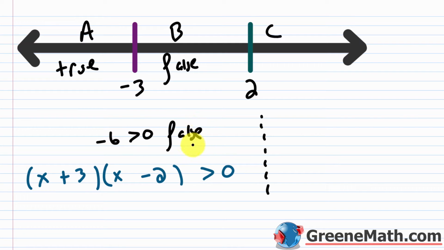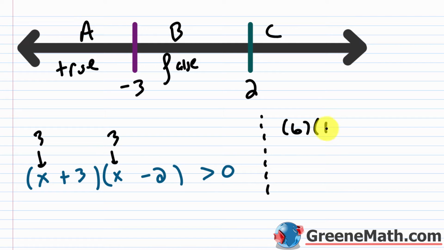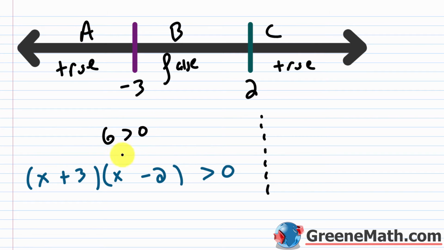So this is false. All right, the last one for region C, I would pick maybe 3, plug that in for x there, and then also there. 3 plus 3 is 6, and then 3 minus 2 is 1. Again, positive times positive is positive, and so that's always greater than 0, so this is true. But again, you can always go 6 times 1, which is 6, and just write out that 6 is greater than 0, right? That's a true statement.